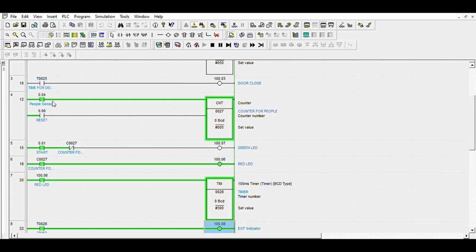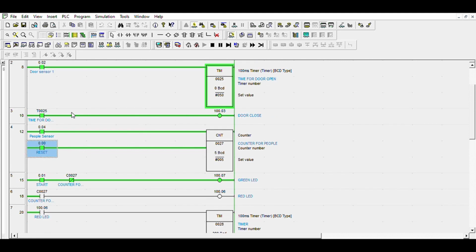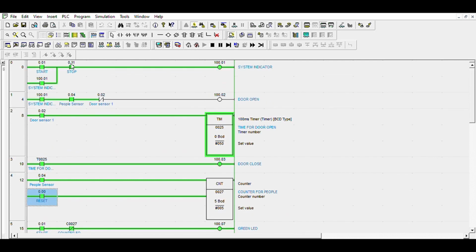The reset button in rung 4 is turned on to reset the people counter. So when it is turned on, the counter will reset. So this whole system will be repeated until the stop push button in rung 0 is turned on.